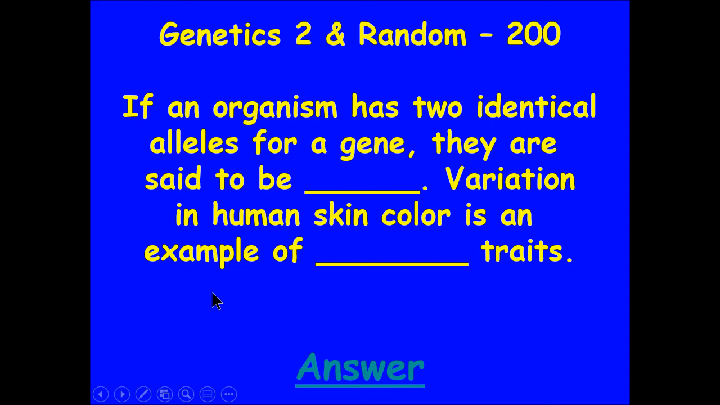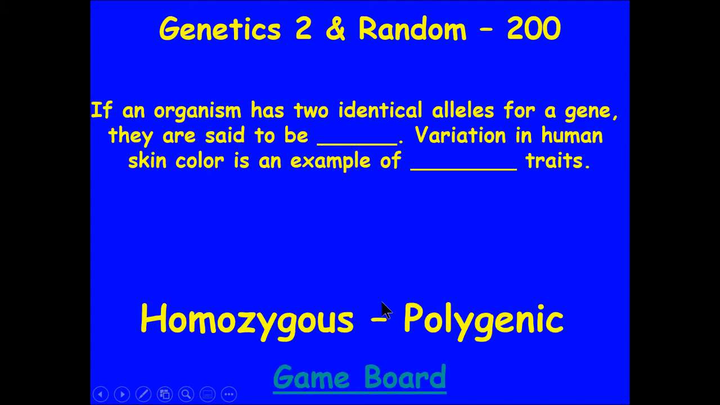If an organism has two identical alleles for a gene, they are said to be blank. And variation in human skin color is an example of blank traits. Answers coming in 5, 4, 3, 2, 1. So two identical alleles, be that big T, or little t, they're said to be homozygous. And poly is the Latin root for many genes, polygenic traits.